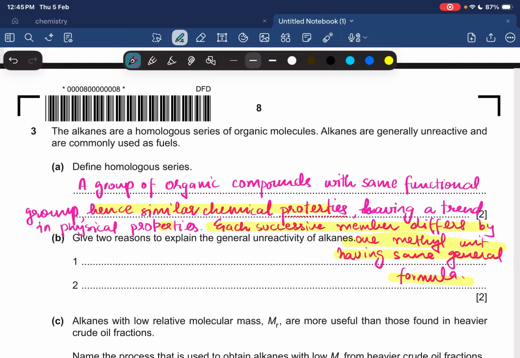Give 2 reasons to explain the general unreactivity of alkenes. Firstly, we're going to write a sigma bond.